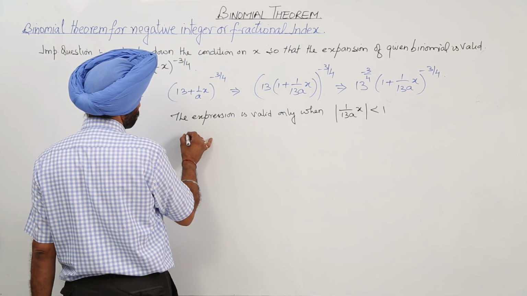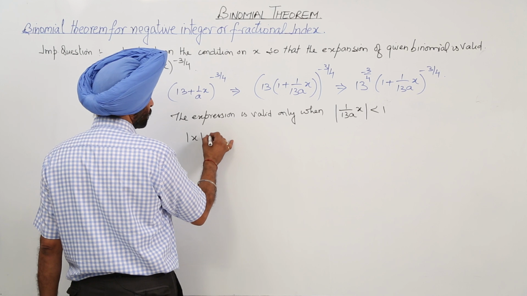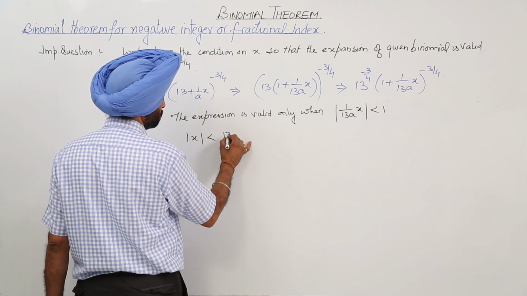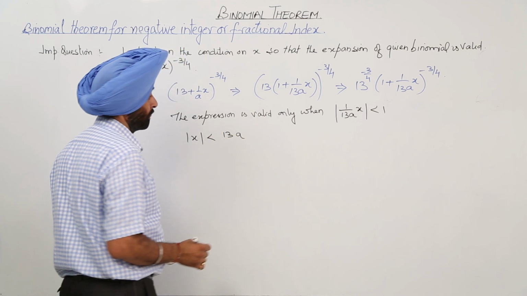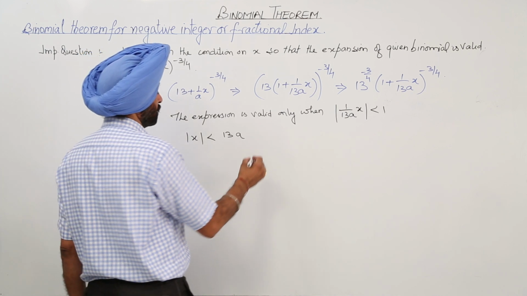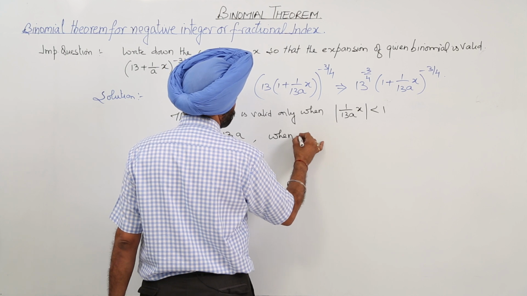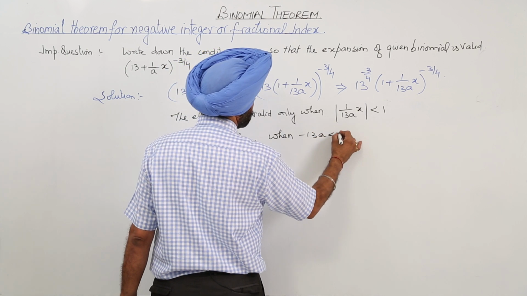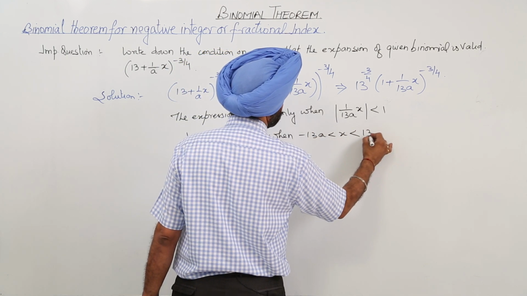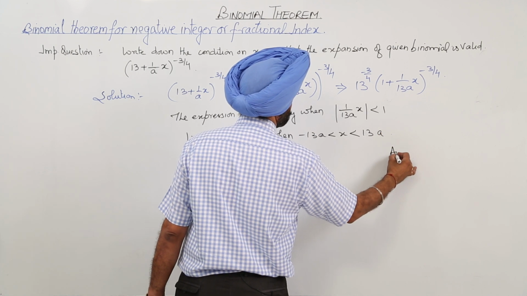Now, x is less than 13/a. Okay. Now, when negative of 13/a is less than x is less than positive of 13/a, this is the answer.